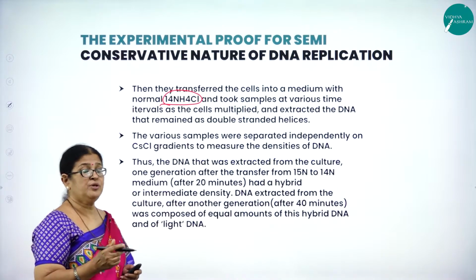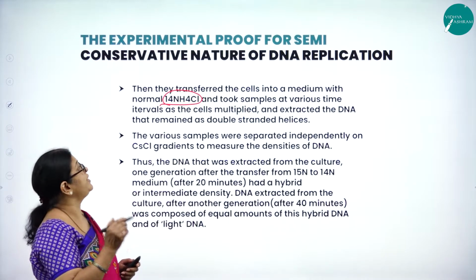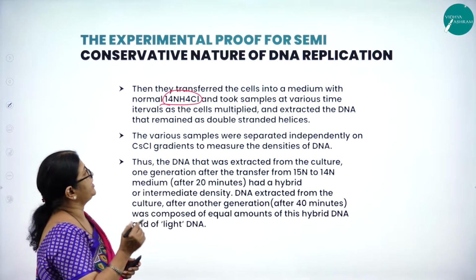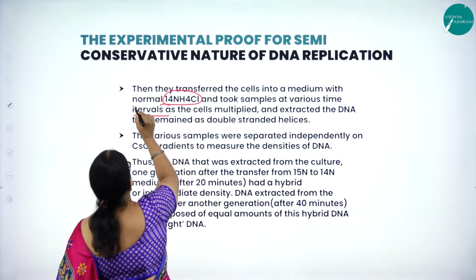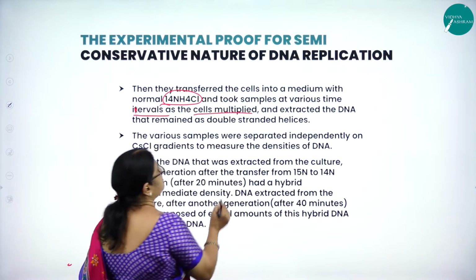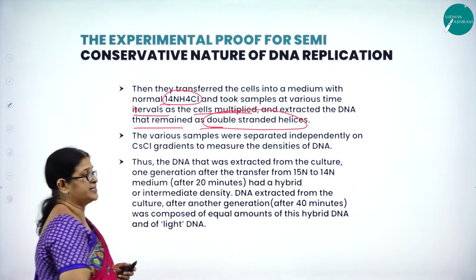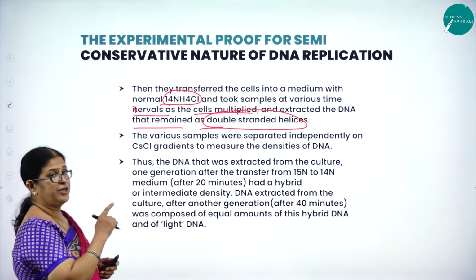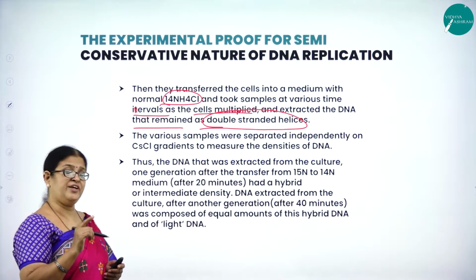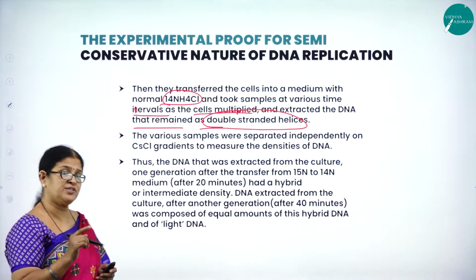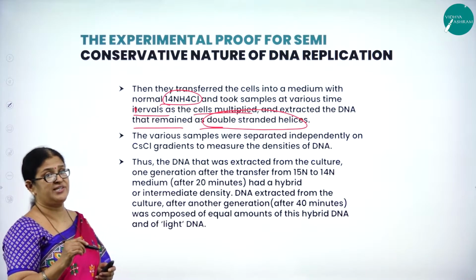Later on, what did they do? They transferred the E. coli cells into a medium with normal 14NH4Cl and took samples at various time intervals as the cells multiplied, and extracted the DNA that remained as double-stranded helices. See, listen carefully. What did they do? They grew the E. coli cells in a medium of the heavy nitrogen isotope, 15NH4Cl. Then they were able to incorporate 15N in the newly synthesized DNA.